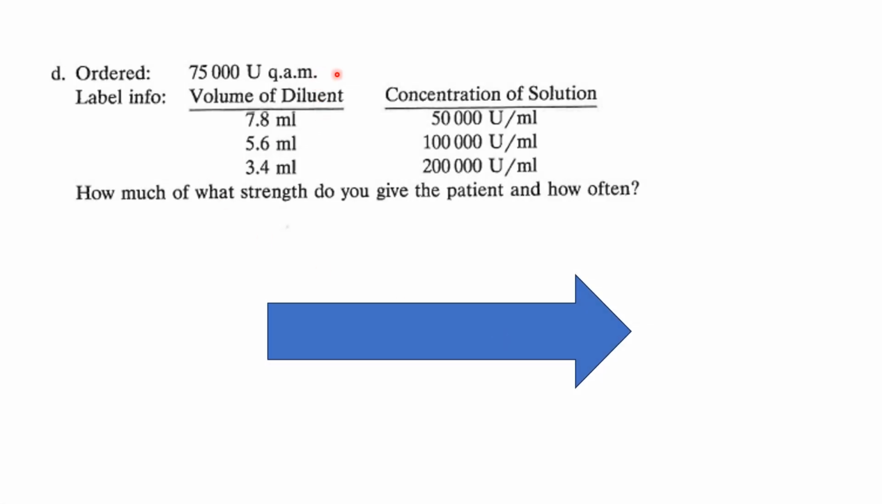Here's another example. Suppose you're ordered 75,000 units every morning. These are your choices. What strength should you give and how often? You're going to be giving it every morning. Give this a go, please. Let's see how you did.